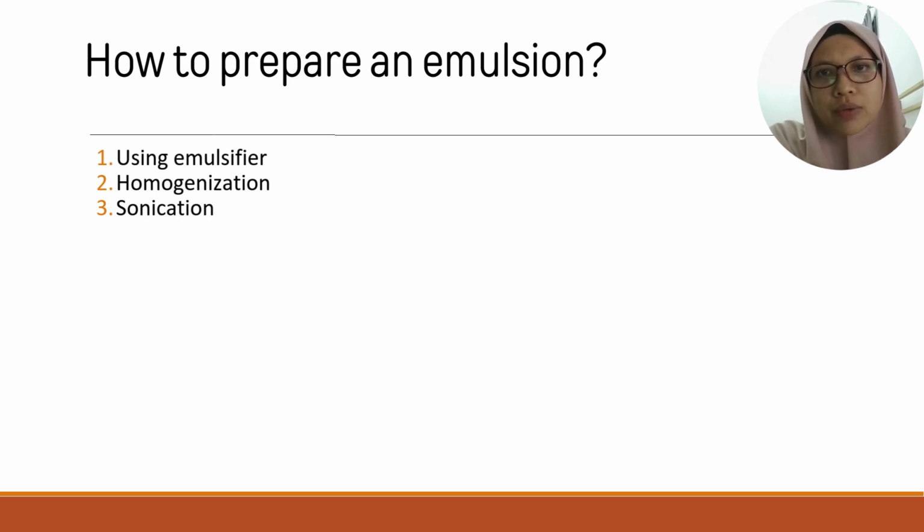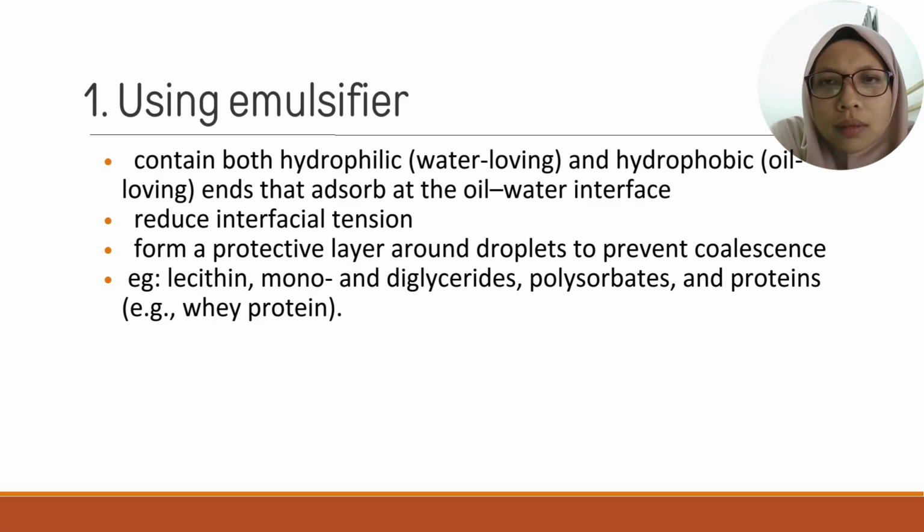So of course, we can use emulsifier. This is the most important agent in making emulsion. And then number two, homogenization. This is the physical method to make an emulsion. And then number three is sonication. Okay, and then we go one by one. Okay, number one is by using emulsifier or emulsifying agent.